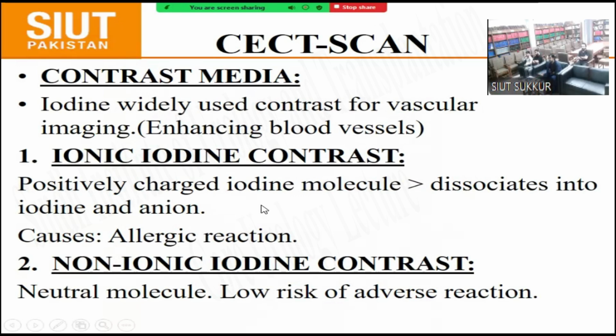So in contrast enhanced CT scan, we use different contrast media. Iodine is widely used as a contrast for vascular imaging, which enhances the blood vessels. Iodine contrast media are further divided into two components: ionic iodine contrast media, in which a positively charged iodine molecule dissociates into iodine and an anion, which is commonly present in our patients with allergic reaction. And the other one is non-ionic iodine contrast media, a neutral molecule with no risk of adverse reactions.